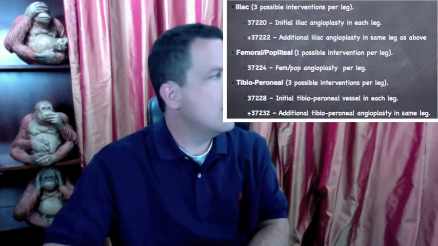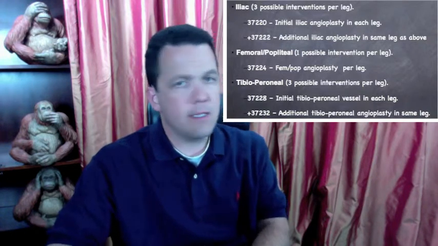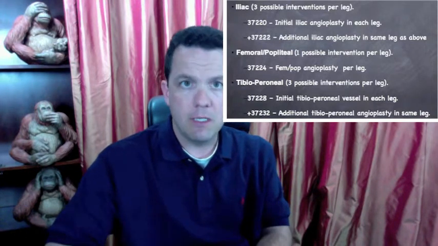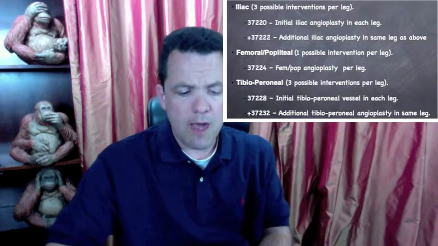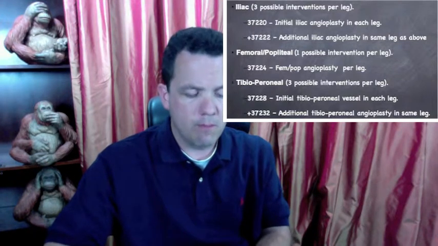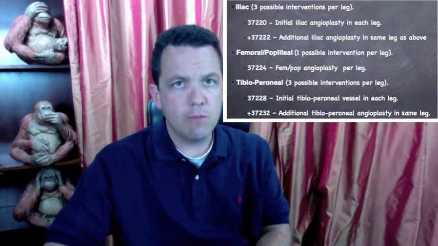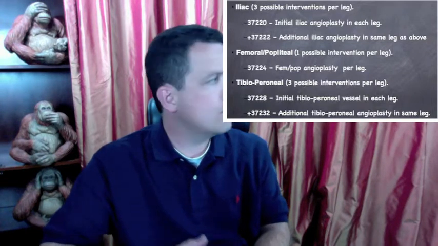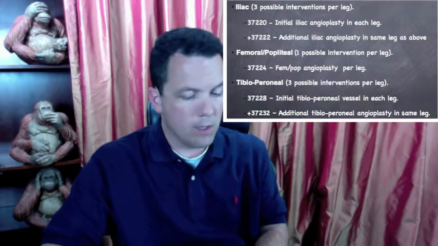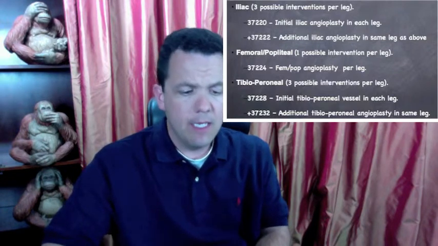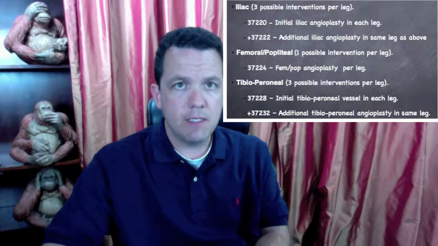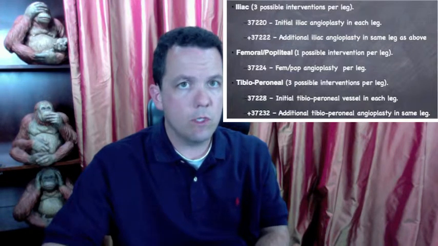2 times. As we make our way down the leg into that femoral and popliteal area, which includes the common femoral, the superficial femoral, the popliteal, there's only one recognized vessel for angioplasty purposes, so they only give us one code for that, this 37224. Even if we did 6 different angioplasties in that segment of vessels, we only bill this code 1 time.